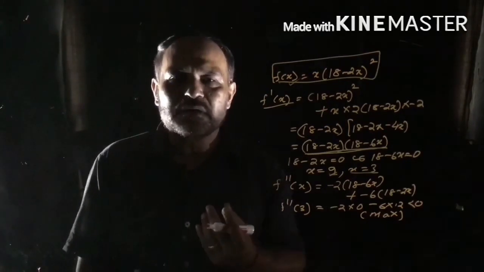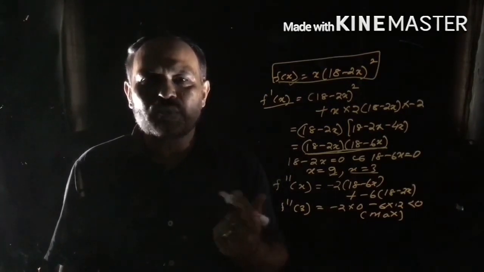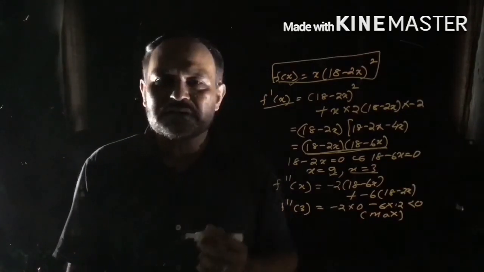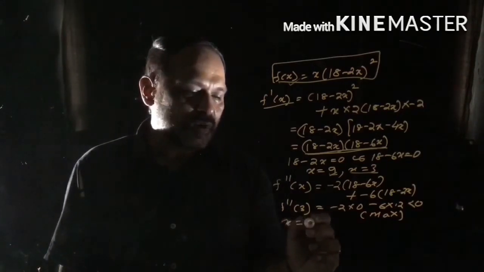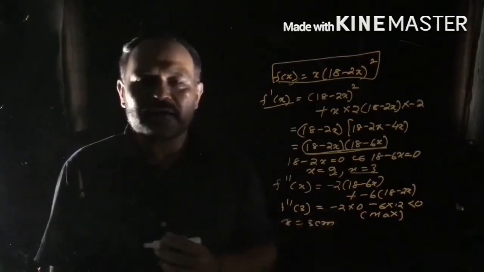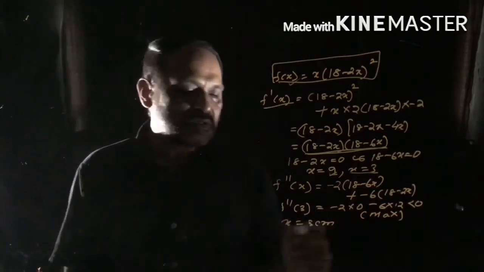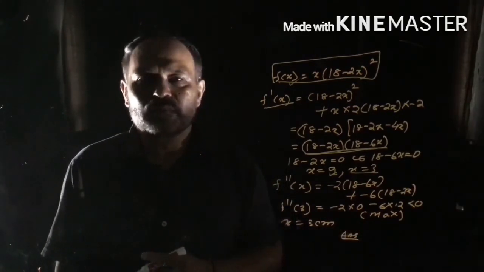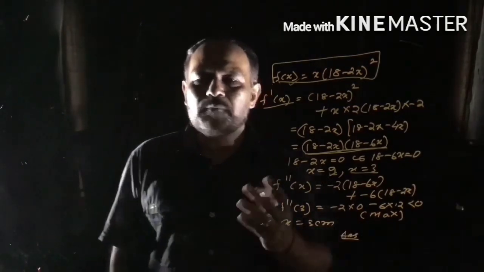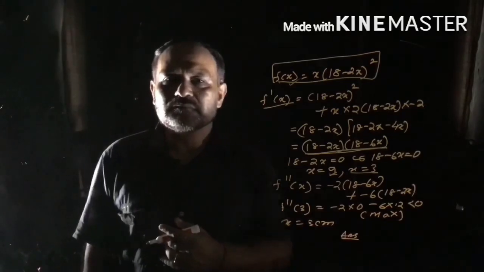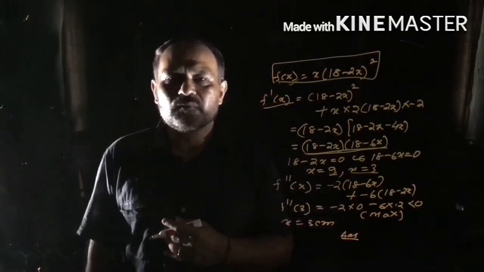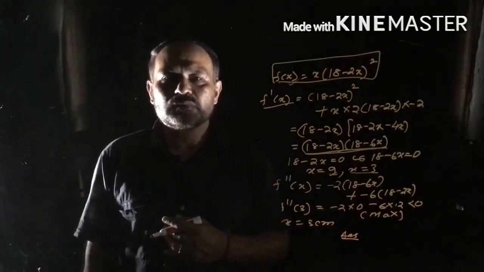So what will be the side of the square to be cut off? The side of the square to be cut off is 3 cm. x is equal to 3 cm. So the side of the square to be cut off is 3 cm. This is the answer. Clear? All of you understand? Any doubt?